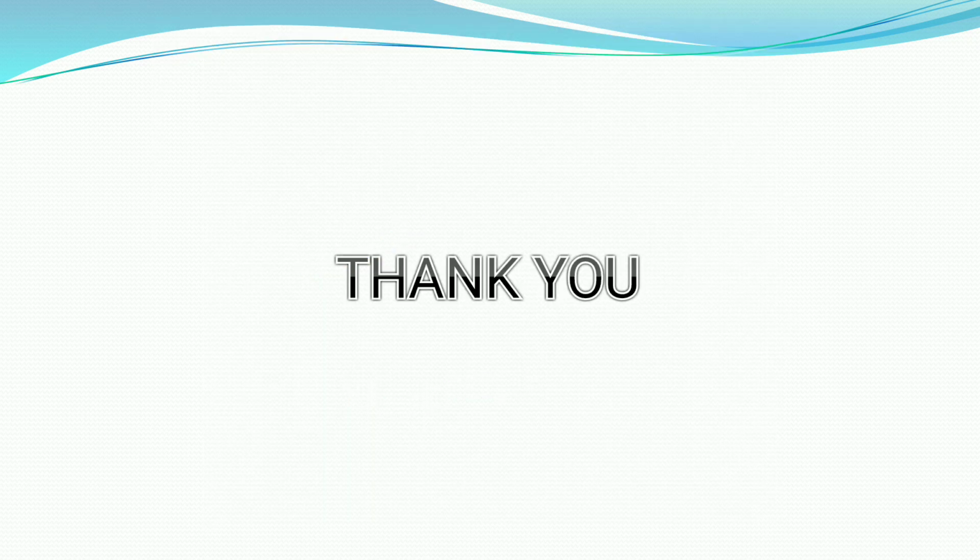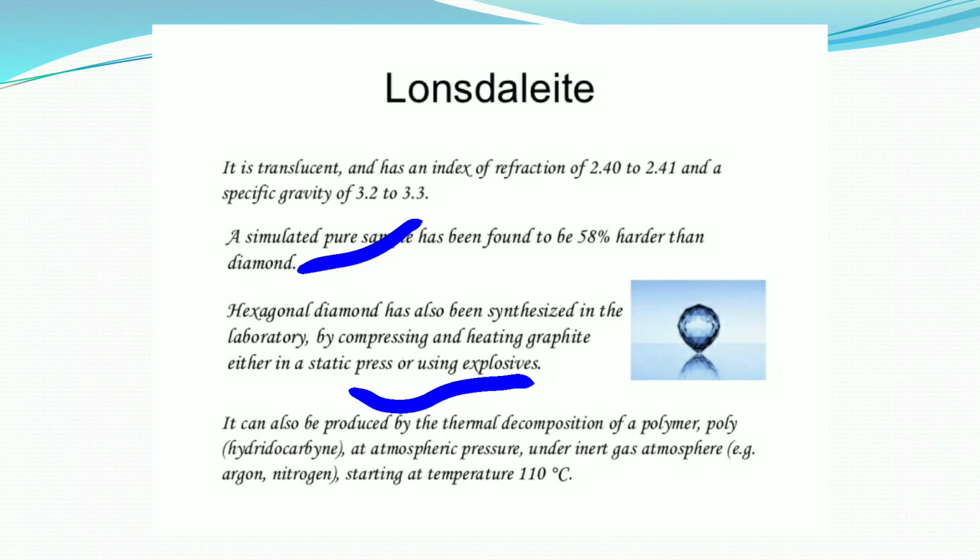This is about all the allotropes of carbon. Here we learn the two types of allotropes, that is amorphous and crystalline. Here we learn in detail about the crystalline allotropes. We learn graphite, diamond and fullerene, then carbon nanotubes, graphene and Lonsdaleite.